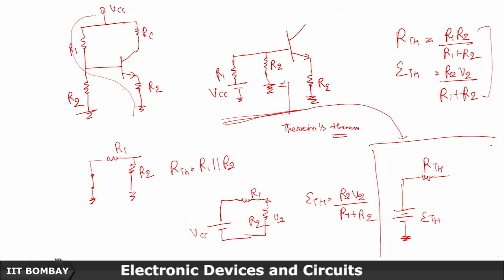So RTH is this, ETH is this, and this is connected to the base, and here is the emitter RE. So IB is going there, IC is here, and IE is here. So using this, we can basically calculate our IB current. This is what we did in the case of fixed bias and emitter bias. So now using this simplified diagram, we will calculate the IB, which is straightforward to do.